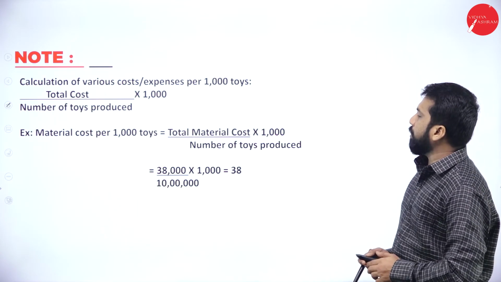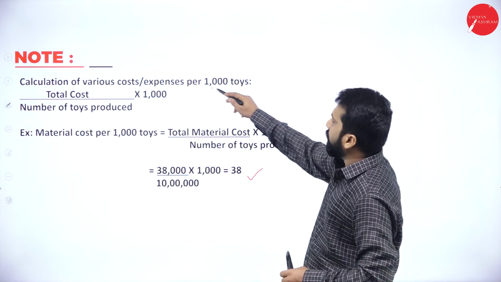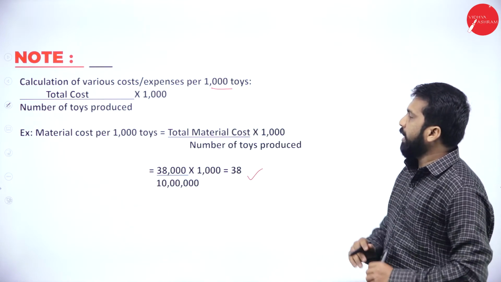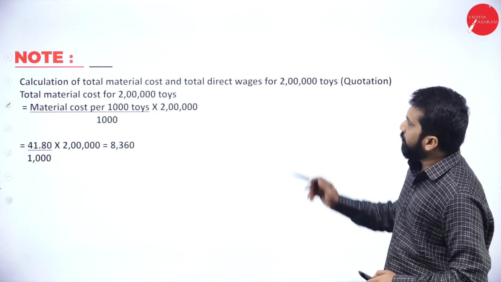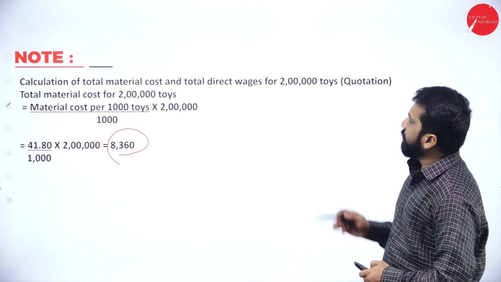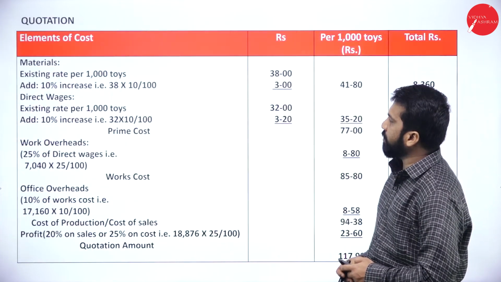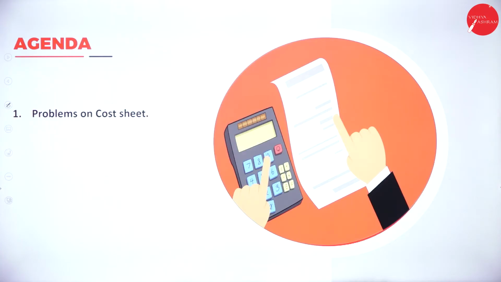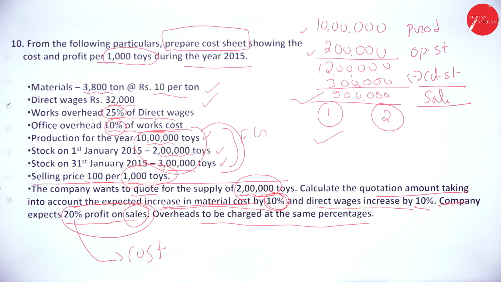This is your working note number 2. How did you get 38? How did you get these 1000 toys? Everything I have given with working notes. So again here, how did you get 8,360? So this is all about today's session so that you can take a screenshot. This will be the agenda for you for today's session. There is a problem with the hint and working note I have written.